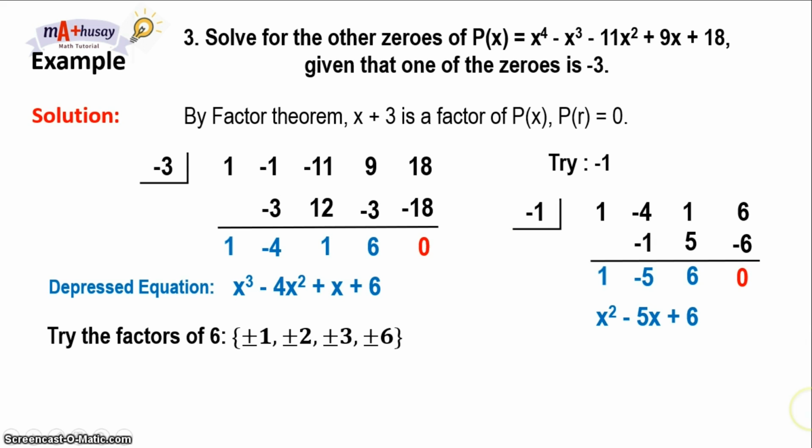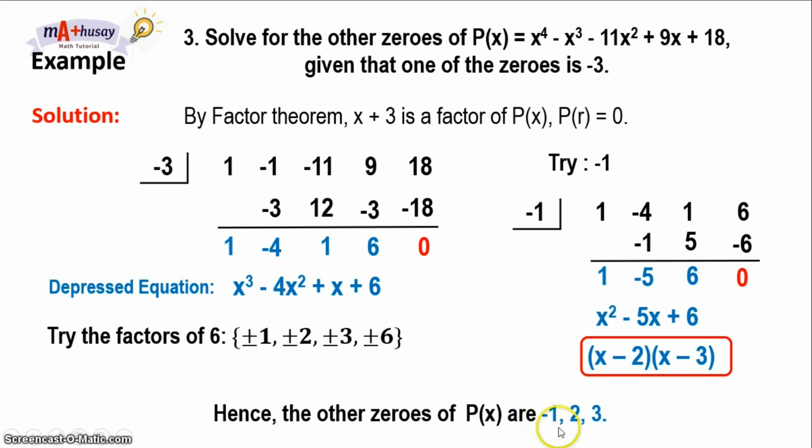Now, as you can see, the depressed equation 2, which is x squared minus 5x plus 6, can still be factored. If you factor this, you have the quantity of x minus 2 times the quantity of x minus 3. From here, we have the two remaining factors. If we equate each one to 0, following the zero product property, we can find the other zeros of P of x.